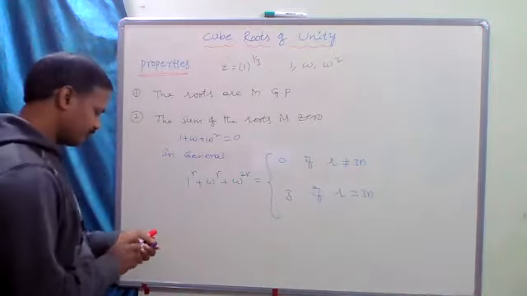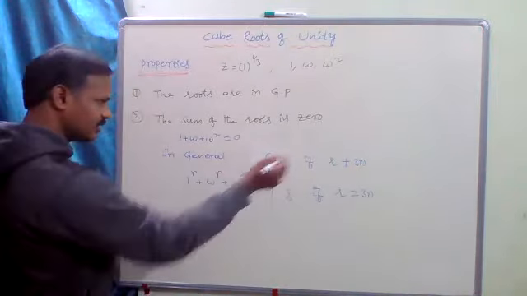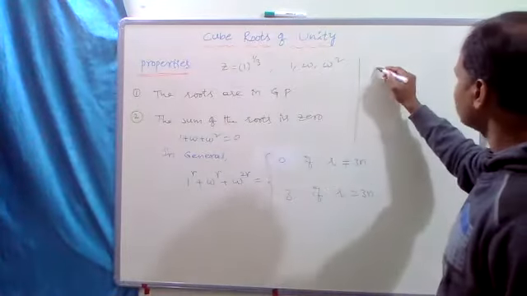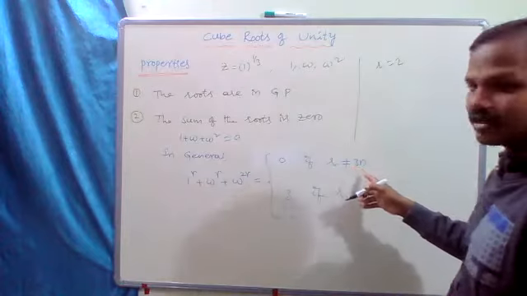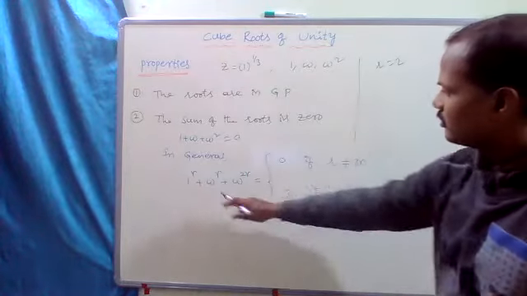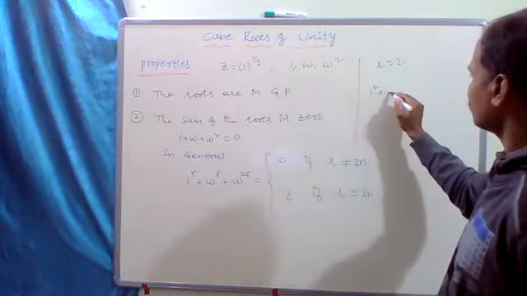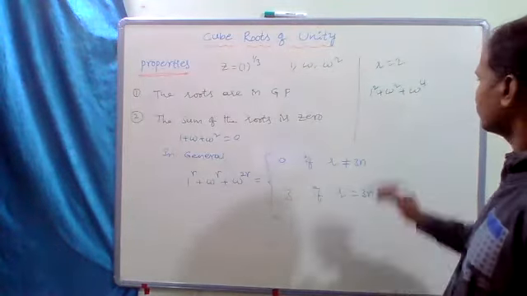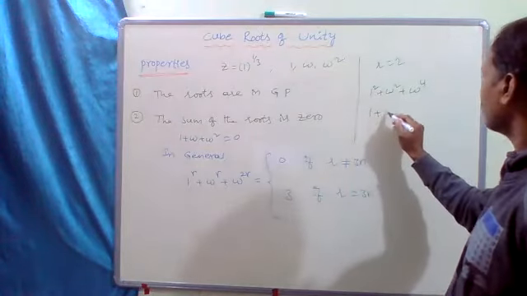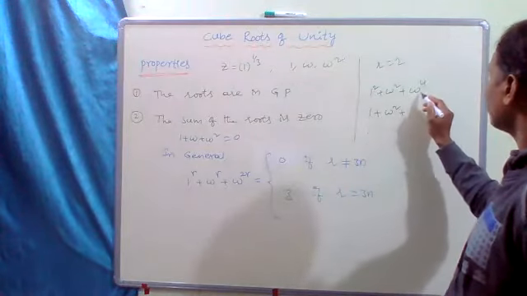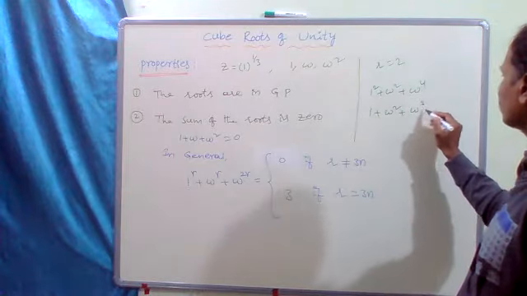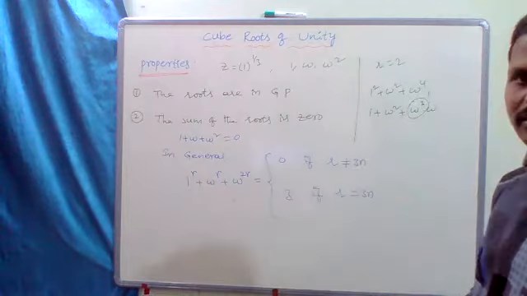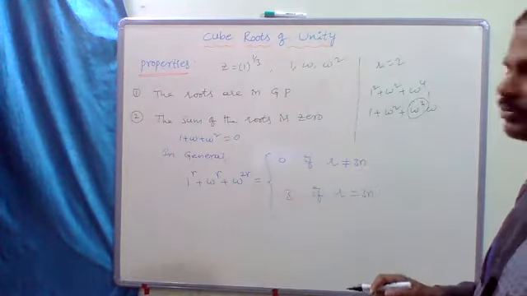For example, let us consider r not a multiple of 3. If I consider r equal to 2, which is not a multiple of 3, then this is 1 square plus omega square plus omega power 4. 1 square is 1, omega square is omega square, and omega power 4 means omega cube into omega. Omega cube is 1.